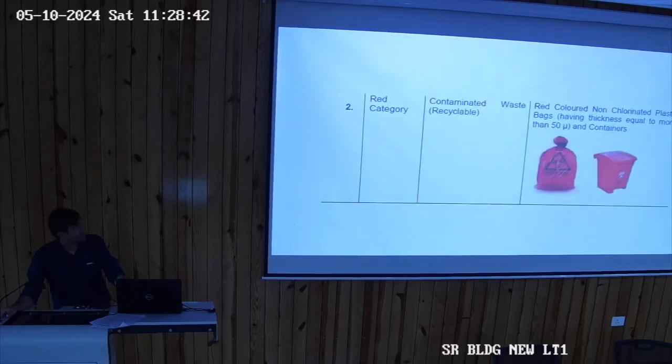Red category contains only one thing. It's a contaminated waste which is recyclable, right? So a contaminated dressing will go to yellow. A contaminated plastic tubing will go to red, because plastic tubing can be recycled. So for that we use red colored non-chlorinated plastic bags which are having thickness equal or more than 50 microns.